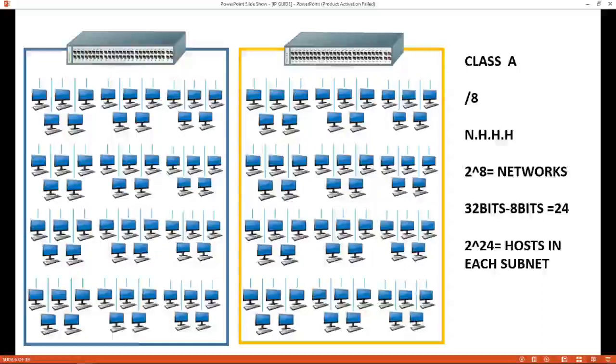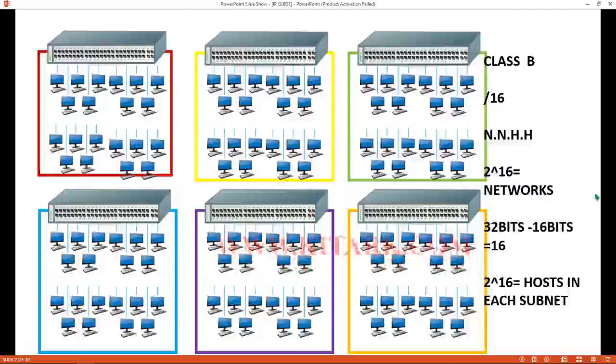So 2 to the power 24 is the number of hosts in each subnet. From each and every network in this address, you can have around 2 to the power 24 hosts. Not only for one network, for each one separately you can have 2 to the power 24 hosts. For example, let's say you have 2 switches representing the networks, meaning a small number of networks with more PCs, more hosts, more end devices, printers, servers, IP phones, whatever.